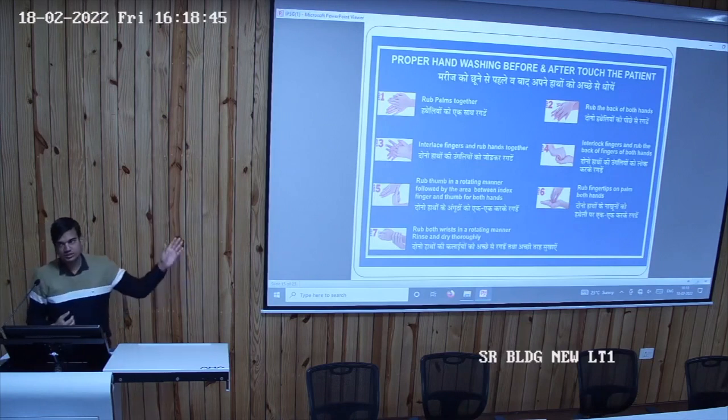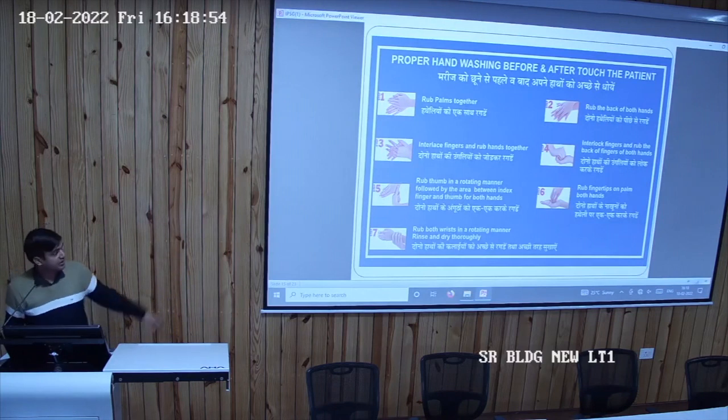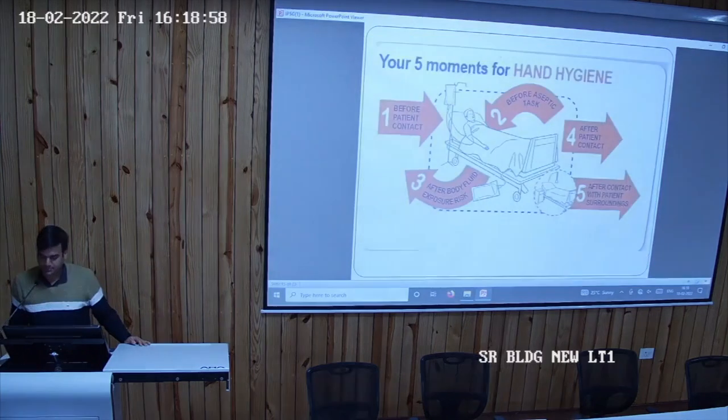They must be done in the same sequence. Then only they are effective, because if you look at the picture, you are moving from the larger surface area to the smaller surface area.